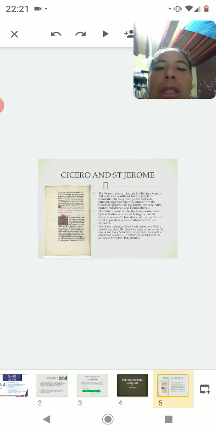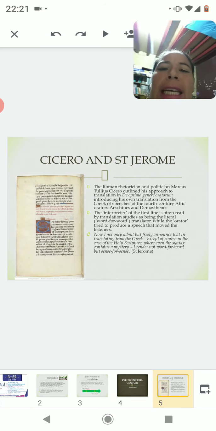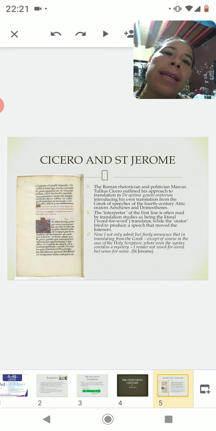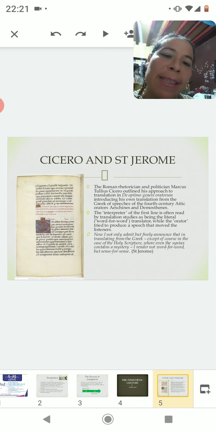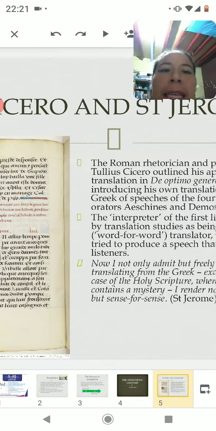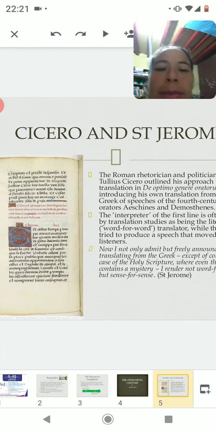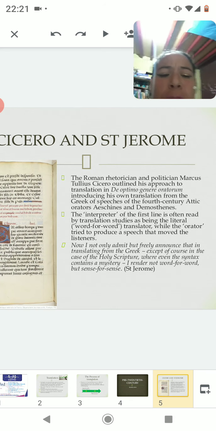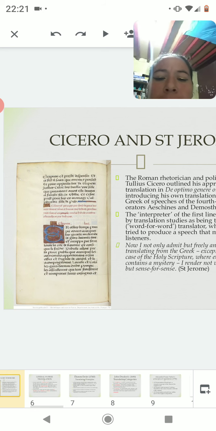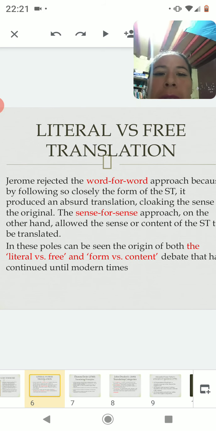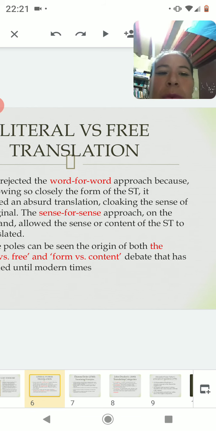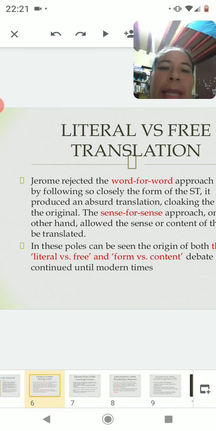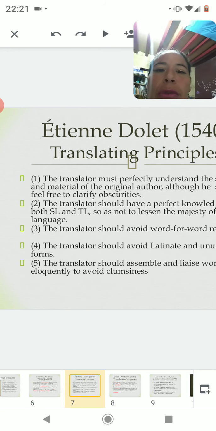We already mentioned Cicero and Jerome. There was a question of translating word by word or sense by sense. That's what Saint Jerome says, and we already talked about him. It was in Roman times that Cicero appeared, and he made some translations. The idea of sense by sense was said by Saint Jerome, and it's something that has gone on for a long time.